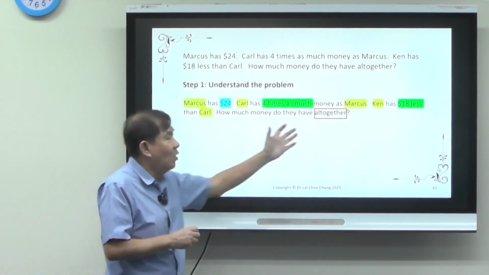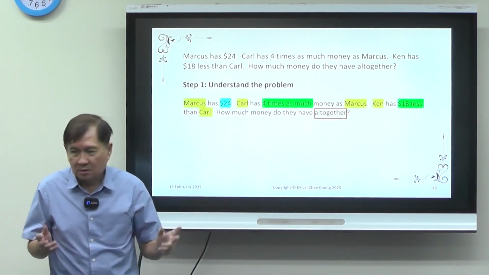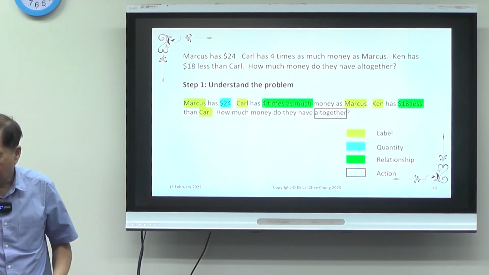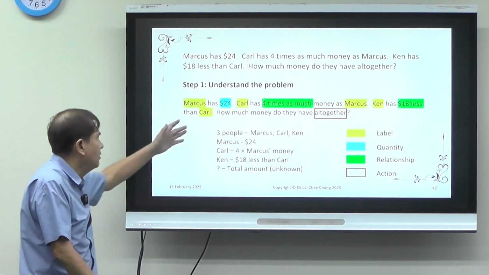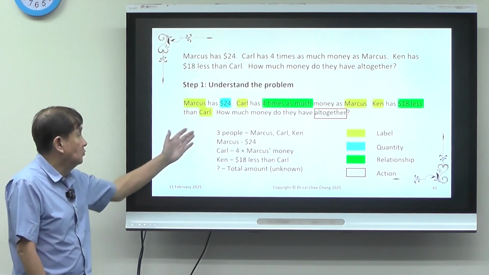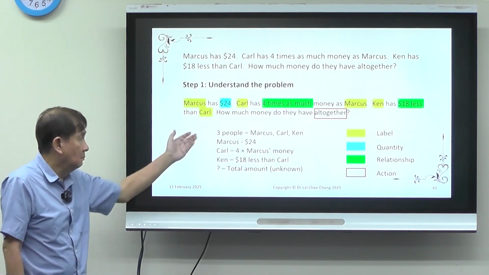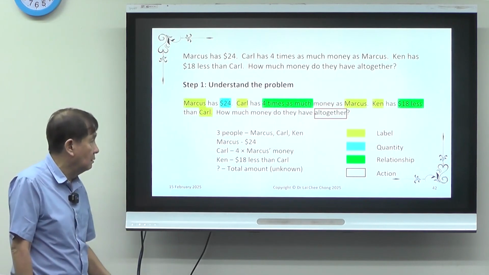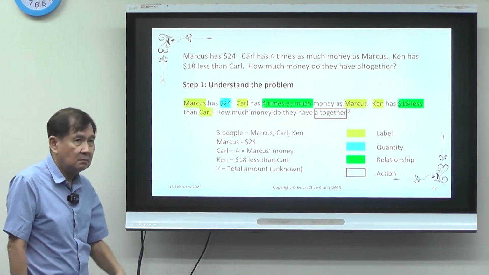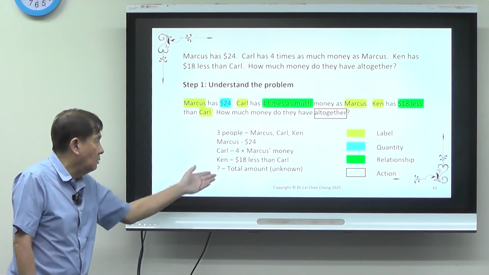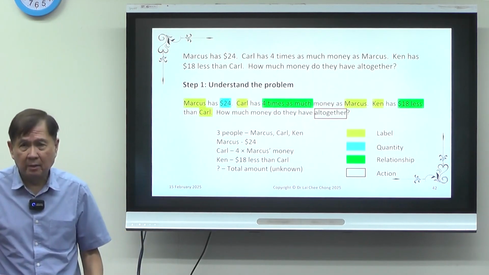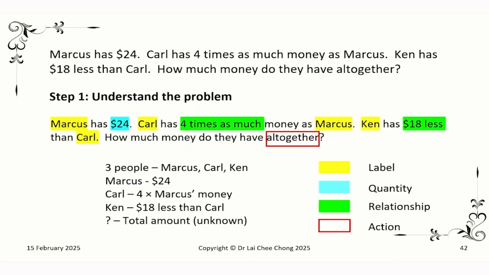Altogether, I know. So once they do that, they can make a brief note, wherever that is, by the side. Just a brief note. 3 people. Marcus, $24. Carl, 4 times Marcus' money. Ken, $18 less than Carl. Total, don't know. You see that? Just jot somewhere on a piece of paper. Then that's called out. Now you see what happened?